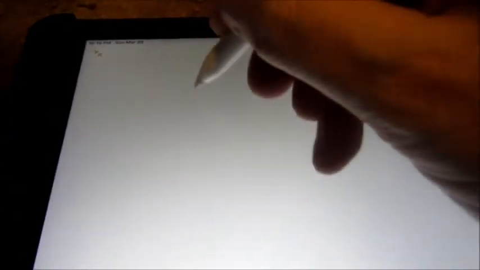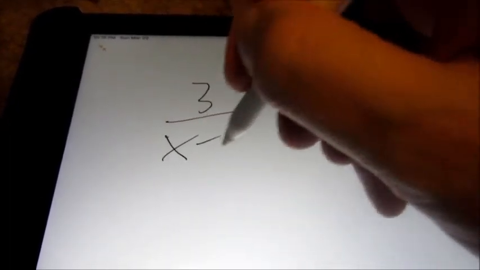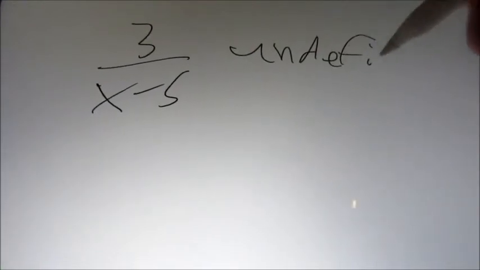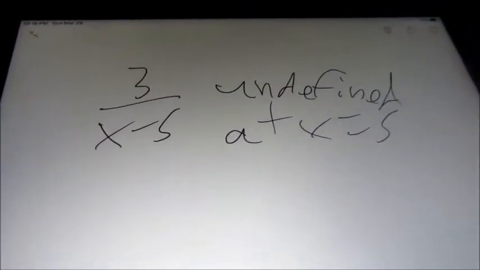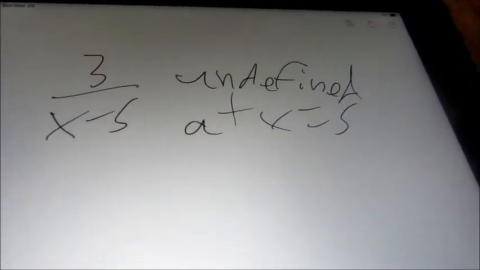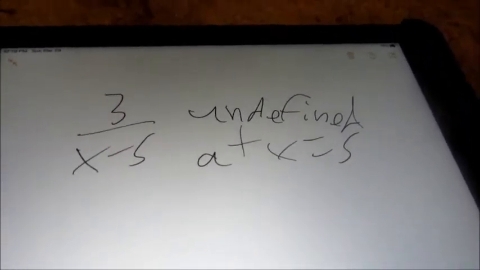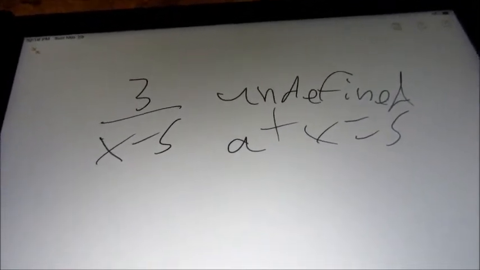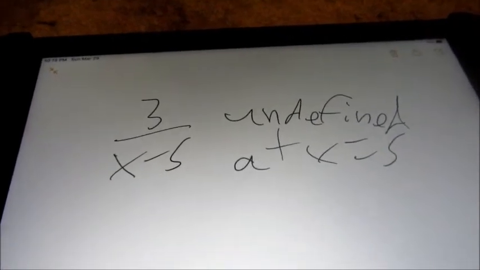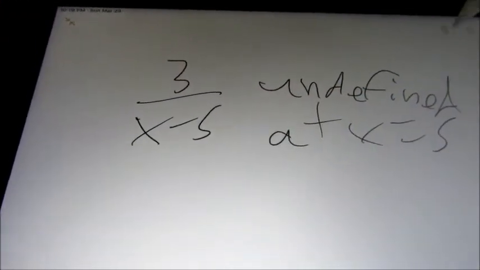Another way that they'll have it is 3 over x minus 5. And that is undefined at x equals 5, because 5 minus 5 equals 0. So you'll have some questions where it says, where is this undefined? And some questions where it says, what numbers can we put in here? So for the first one, any number except 5, or we would say that it's undefined at x equals 5.